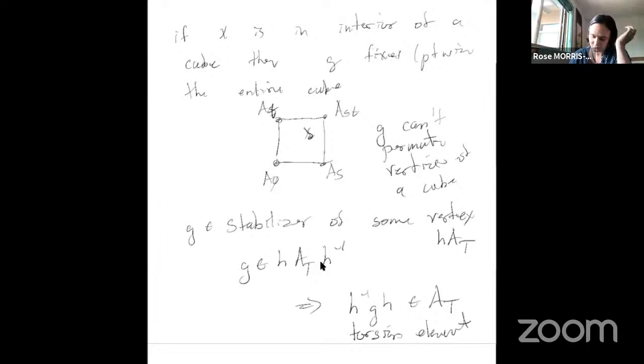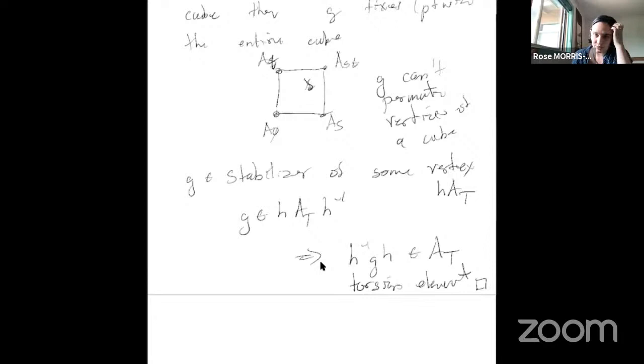So this is a pretty simple example, but this is the kind of thing that you end up doing a lot with these complexes: I have some question where I have an element of my group that satisfies some property, and I want to use the geometry of this complex to show that that element has to be inside one of these little subgroups. And then I conclude from there.